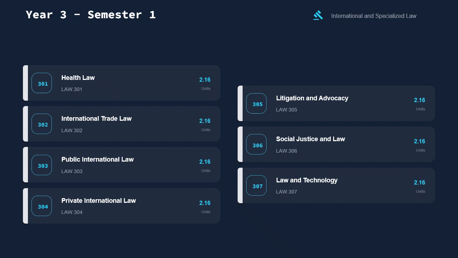Bail reform movements address wealth-based detention. Restorative justice programs reduce recidivism. Practical application: lawyers advocate for sentencing reform. They represent defendants. Students study reform proposals. They also analyze racial disparities. 3. Human rights and community advocacy.